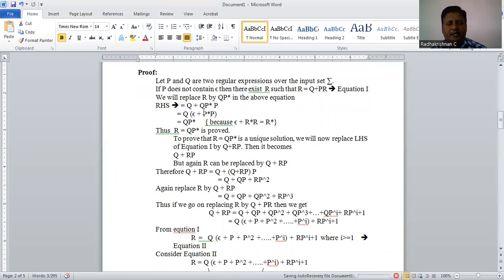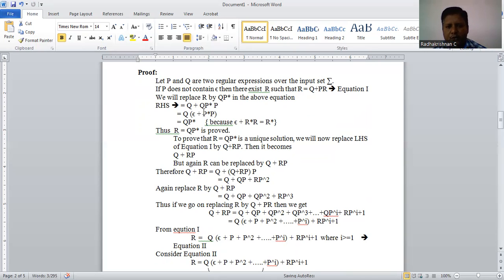Let's consider the proof. Let P and Q be two regular expressions over the input set sigma, which is given in the Arden's theorem statement itself. And consider that if P does not contain epsilon, then there exists R in the form R equals QP star, which is equation number 1. Now we replace R by QP star in the given equation.